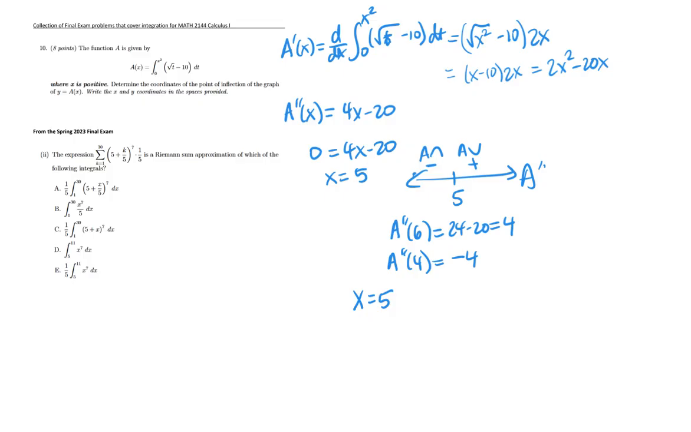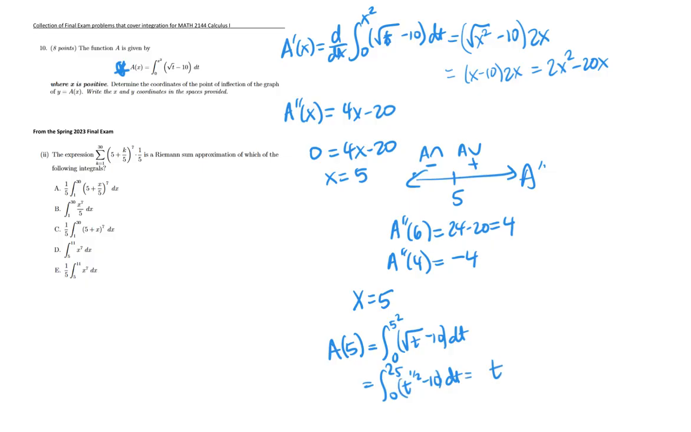And I need to find the y coordinate. So I'll need to plug 5 into my original function. So a of 5 would be the integral from 0 to 5 squared of square root of t minus 10 dt. So that will be the integral from 0 to 25 of t to the 1/2 minus 10 dt. So now I can find an antiderivative of that.